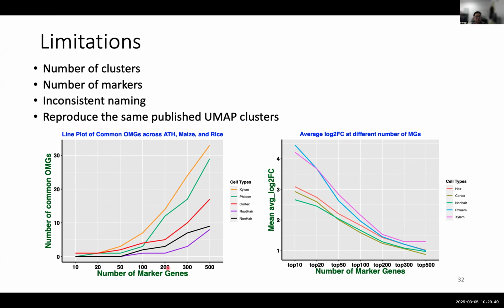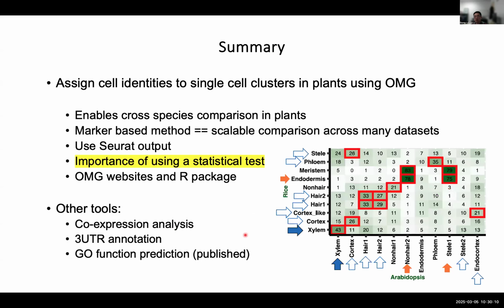And these figures show why we pick 200 markers. That is when the number of overlapping OMG start to take off, while the fold change of markers is still above 1 log2 fold change, which means twofold. And if you go more, the log2 fold change of the markers becomes much smaller, although you can have more overlaps over different species. With that, that's all I want to say.